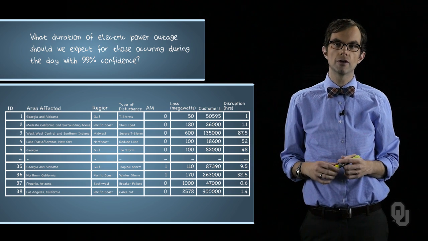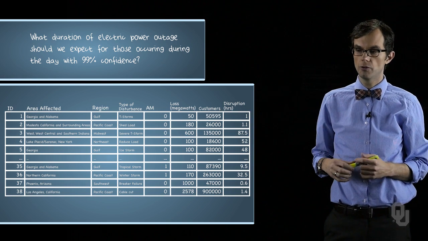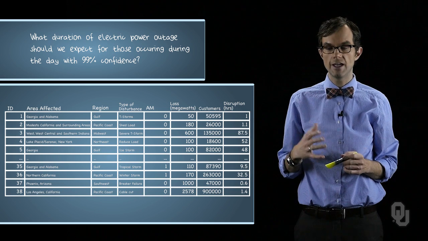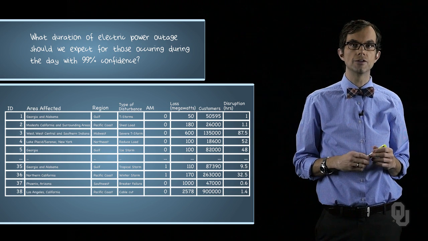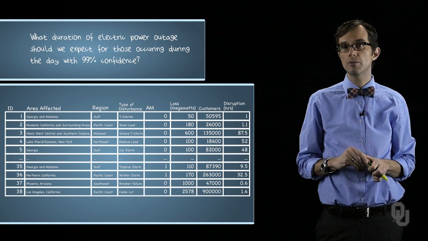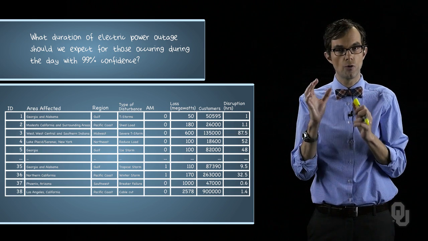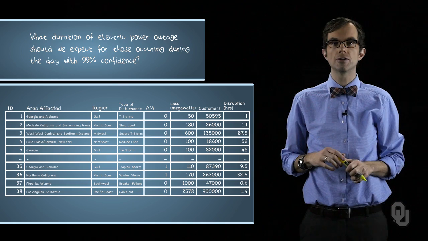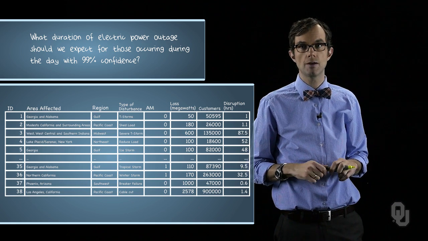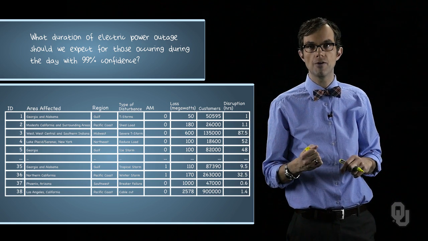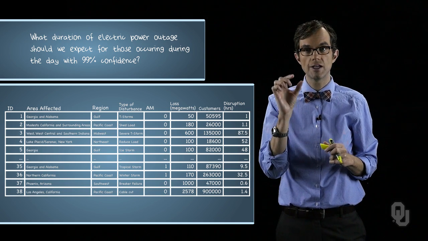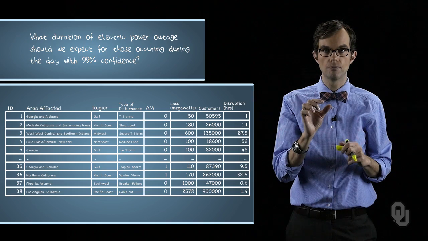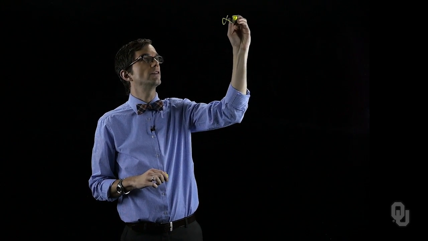So we first take a look at our AM column. Those are the outages that occur during the day if AM is equal to 1. And we see that there are 14 outages that occur during the day. So our sample size now is just 14. We're focusing only on those 14 outages that occur during the day. Again, we can apply our average function and our standard deviation function just to those 14 observations in the duration column. We know that we want a 99% confidence interval.